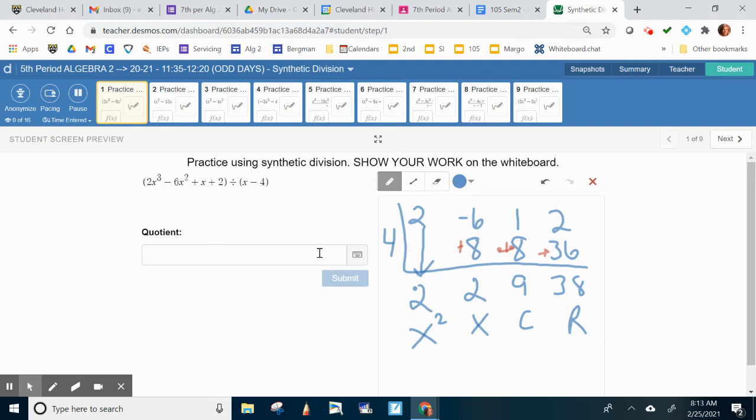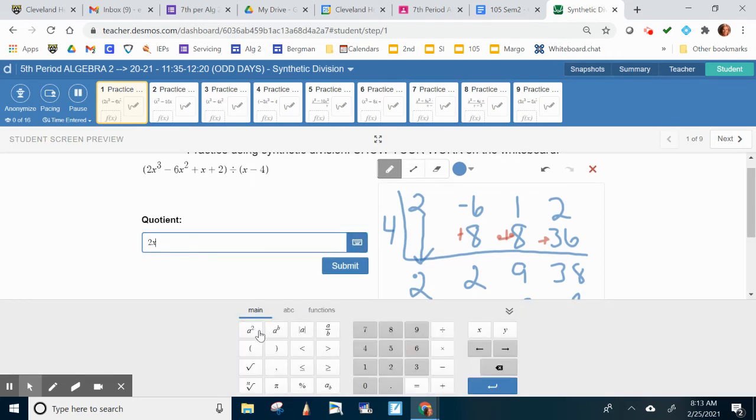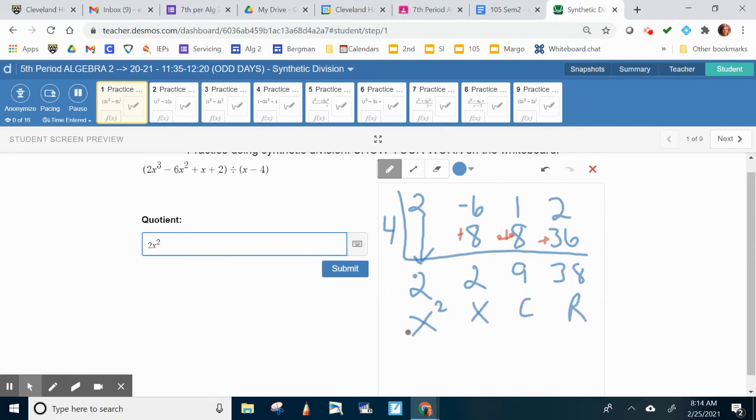Now I'm going to type my answer in the quotient box. And the way I need this to look is like this. 2x, I'm going to click here and hit the little 2 for squared. So that came from right here. Then I have a positive 2 with an x, then a positive 9 with no x. The c means constant. A constant's just a number. And then we have our remainder. Our remainder is positive 36.